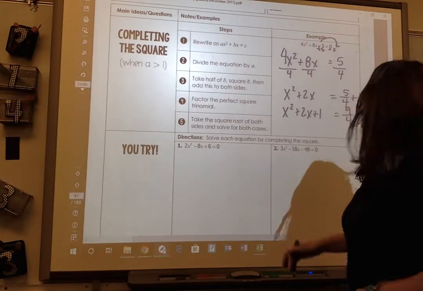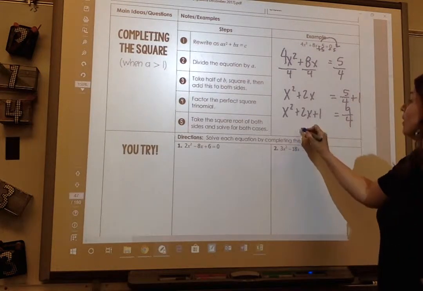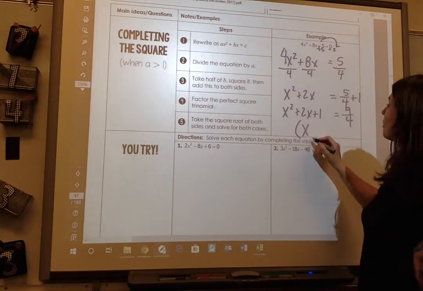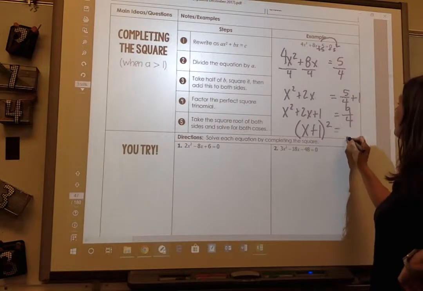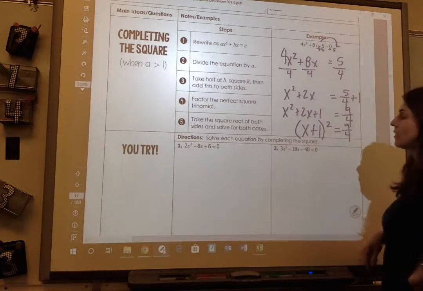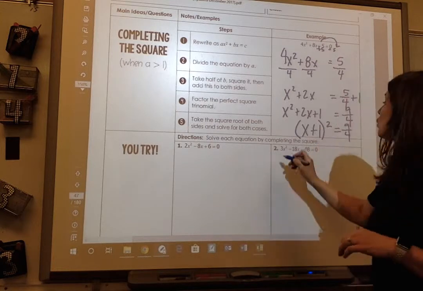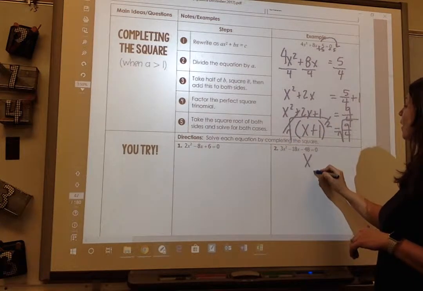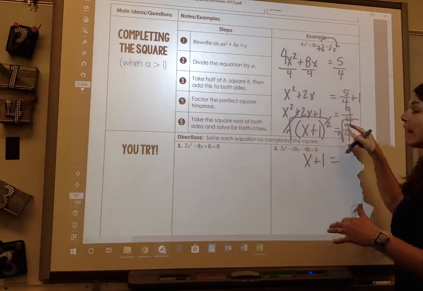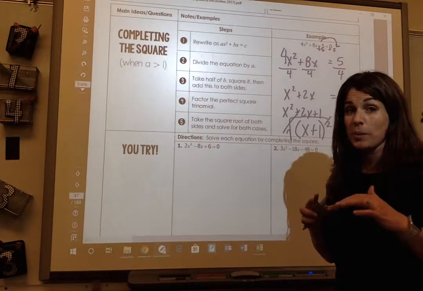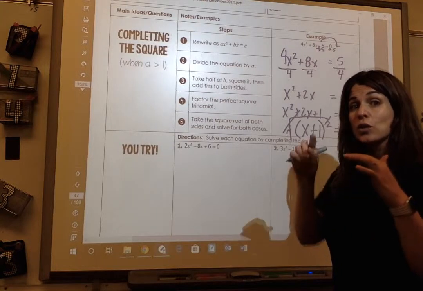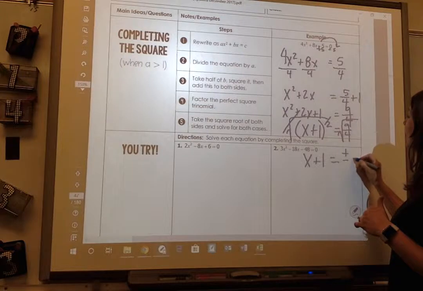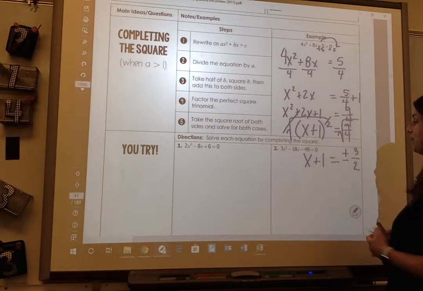Okay? And now what do I do? I factor that. So 2 numbers will multiply together to give me 1, but add to give me 2. It's x plus 1 squared equals 9/4. That doesn't change. And now I just square root, so that takes away the square there. And I'm left with x plus 1 equals, how do you find the square root of a fraction? Do you remember? We did this earlier this year. You take the square root of the numerator and the square root of the denominator. So it becomes plus or minus 3/2.